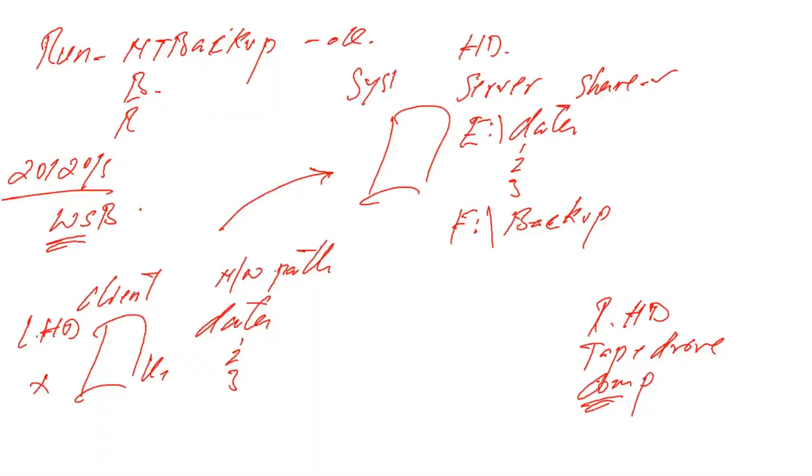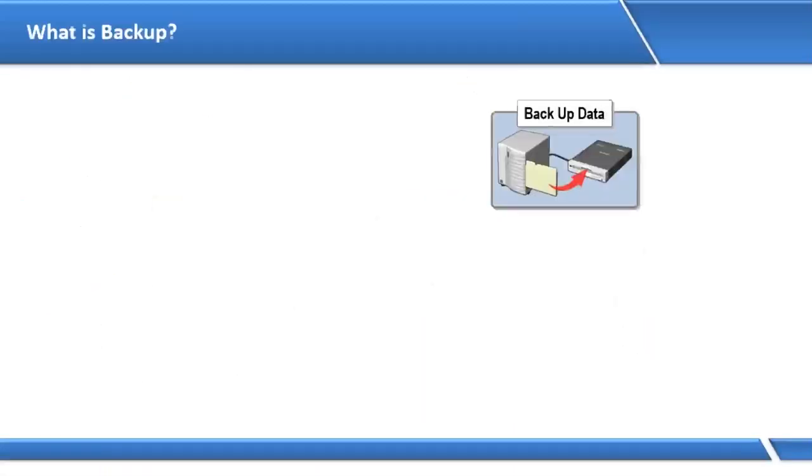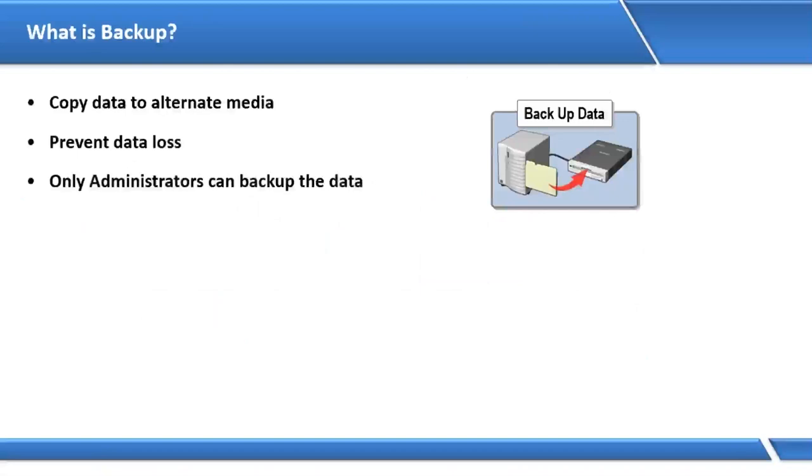So what is backup here? Microsoft says backup is a copy to an alternate media, to prevent data loss. Only the administrator can take the backup, and when data is lost, we can restore it. Okay, so please write down these three points. Then we'll see the practical of how to take the backup.